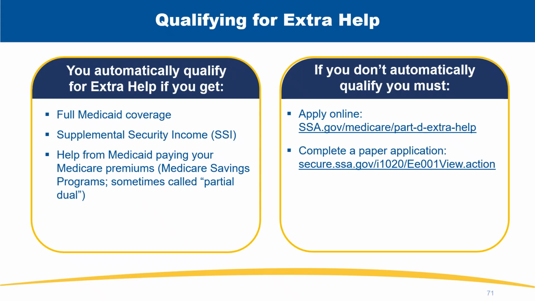Qualifying for Extra Help. You automatically qualify for Extra Help if you get full Medicaid coverage, Supplemental Security Income or SSI, or help from Medicaid paying your Medicare premiums, or Medicare Savings Programs, sometimes called partial dual. If you don't automatically qualify, you must apply online at SSA.gov, or complete a paper application.